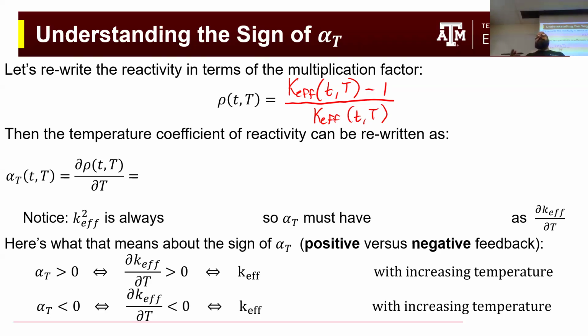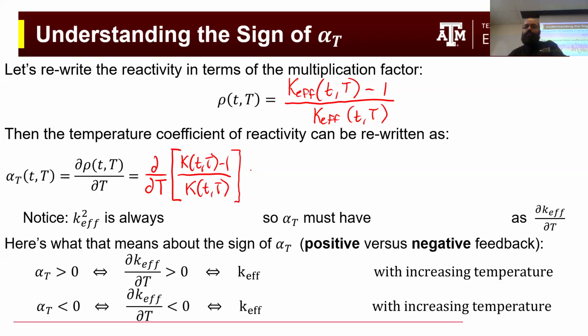So if I have this alternative way to define reactivity, then I can redefine my temperature coefficient of reactivity in terms of the K effective. So I'm going to be taking the partial derivative with respect to temperature of rho, which is equivalent to K minus 1 over K. And so I'm taking a derivative.